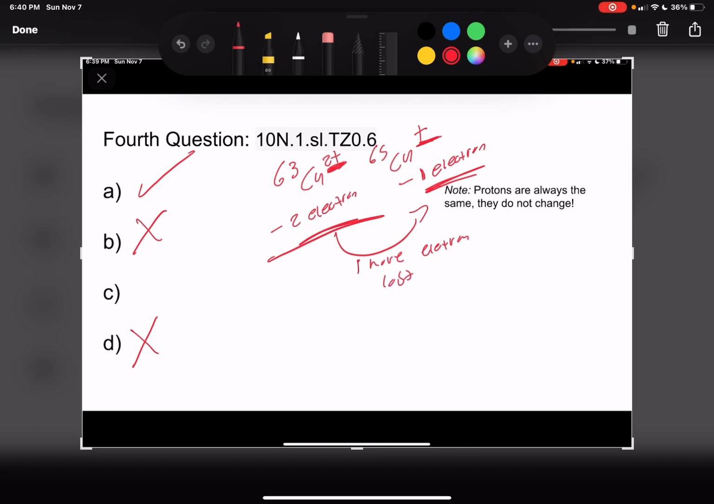And then C says both species have the same number of neutrons, which is also incorrect, because they're both the same element with different atomic masses, meaning that they're isotopes, and isotopes never have the same number of neutrons. So this means A is correct, because protons never change. They're always the same, no matter the charge, no matter anything. Protons never change.